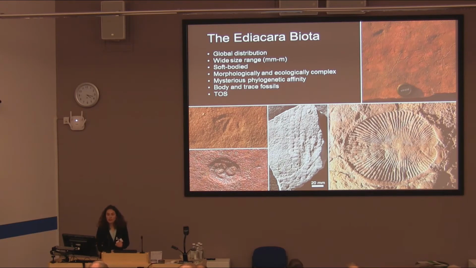Ediacara organisms themselves occupy a wide range of sizes, from the millimeter to the meter scale. They were almost entirely soft-bodied. In terms of their phylogenetic affinity, they've proved somewhat elusive. They don't easily fit into any of our modern classification schemes, but they were undoubtedly complex, both morphologically and ecologically. And they include a wide array of diverse body fossils, and also trace fossils, such as helminthoid ichnites.